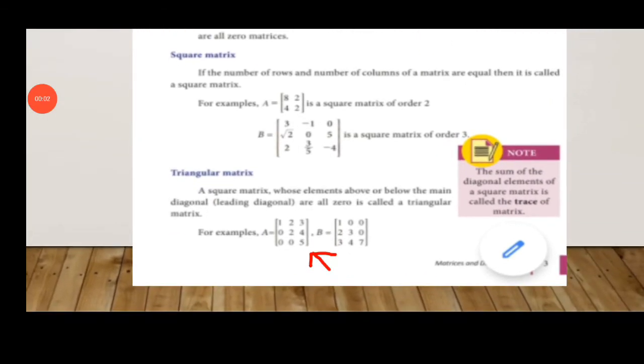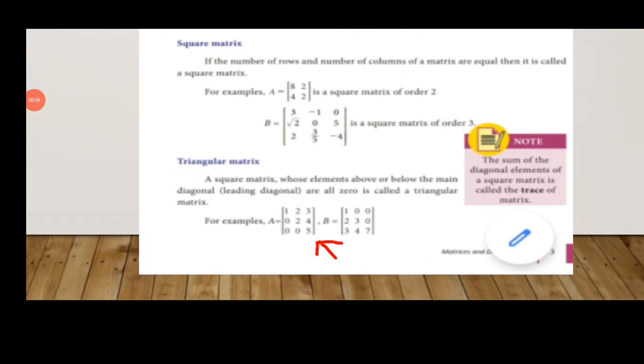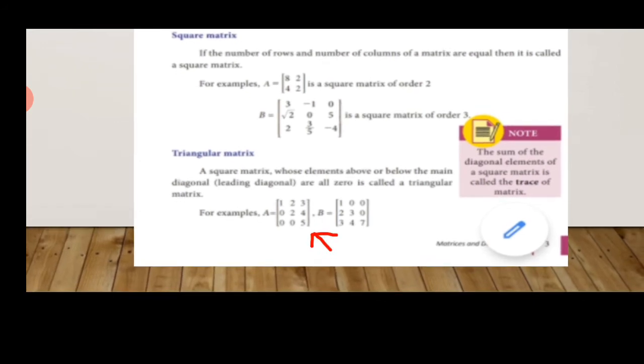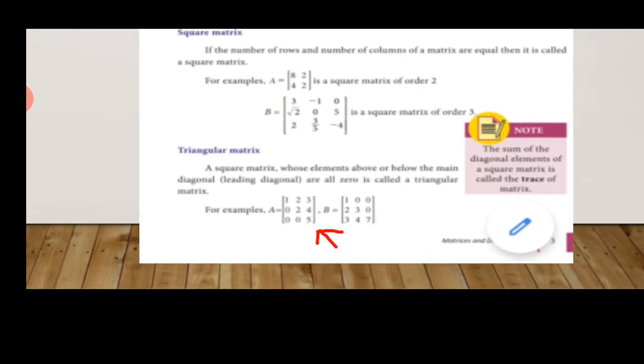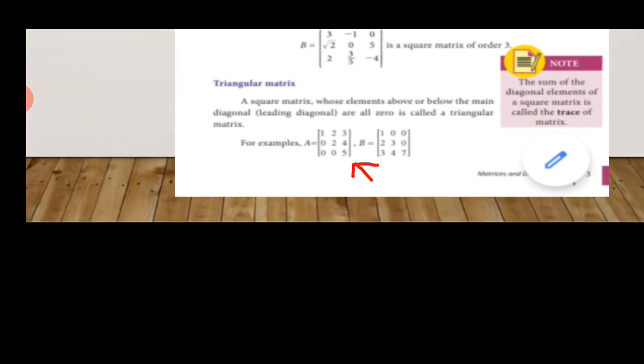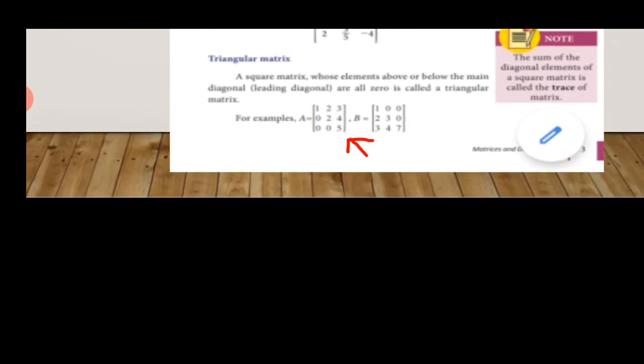So now we are going to see triangular matrices. A square matrix whose elements above or below the main diagonal or the leading diagonal are all zeros is called a triangular matrix. So in this you can see an example, A equal to, in the first row 1 2 3, the second row 0 2 4, third row 0 0 5.